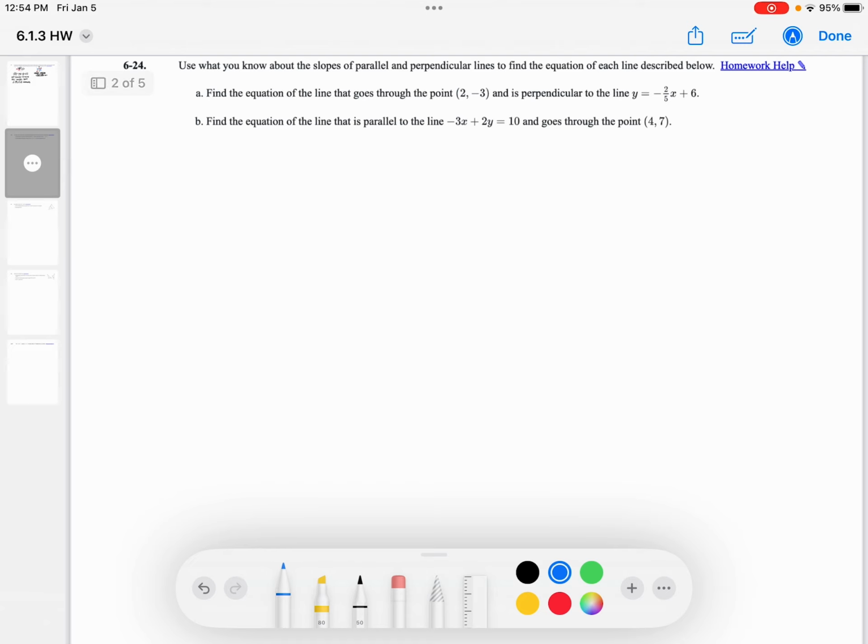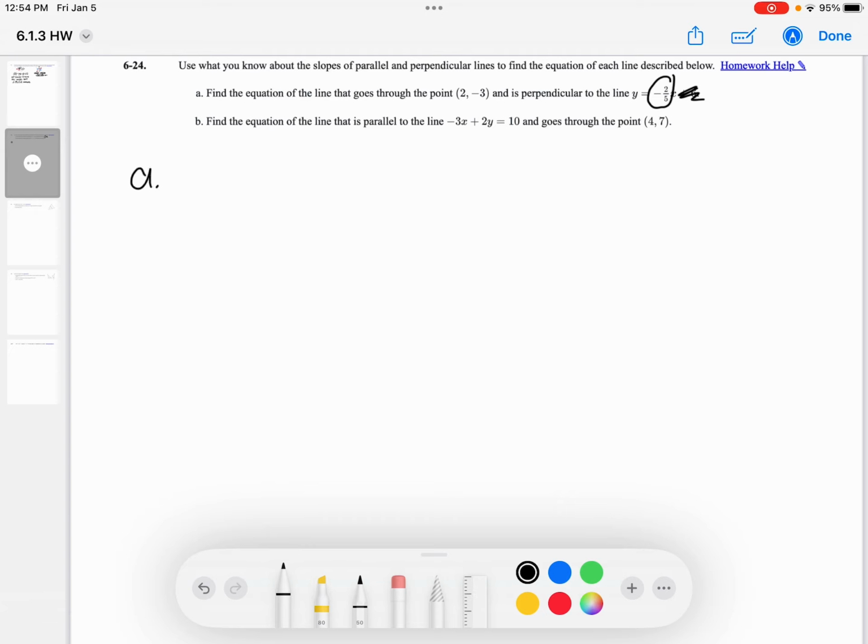All right, problem 624. Use what you know about the slopes of parallel and perpendicular lines to find the equation of each line described below. All right, so A: find the equation of a line that goes through the point (2, -3) and is perpendicular to the line that they give us. Okay, so the line that they give us, the slope is -2/5. We don't care about this +6 at all. I'm just going to cross it out so it doesn't confuse us.